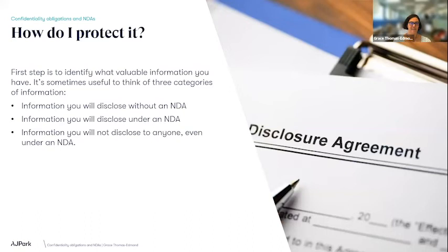So how do you protect it? If you think about protecting it, you probably think of legal obligations and keeping it secret and all those sorts of things. But I think the first step is actually to say, what is it? What information do I have that is confidential and valuable? Because if you don't actually identify what that information is, you can't protect it. And I think that's often how confidential information gets lost, because it didn't get accurately identified in the first place. And I like to think about three categories of information.